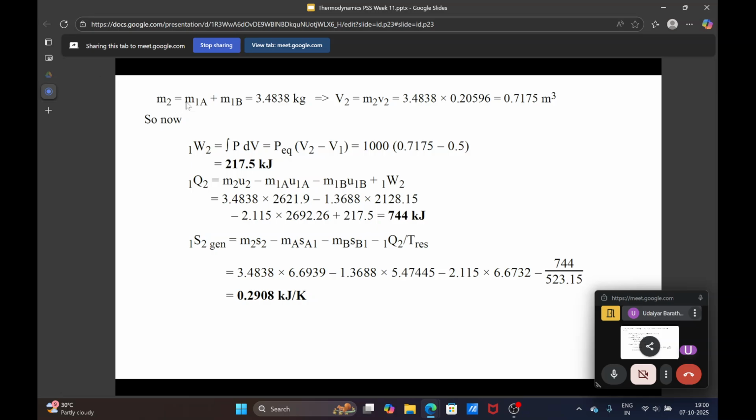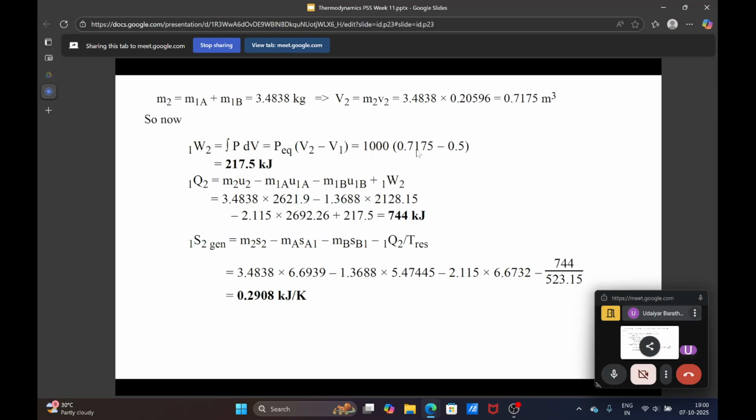So M2 is M1A plus M1B, which comes out to be 3.4838 kilograms. So V2 is M2 times v2, 3.4838 into 0.20596, which comes out to be 0.7175 meter cube. So integral PdV, since it's a constant pressure process, is P times the change in volume.